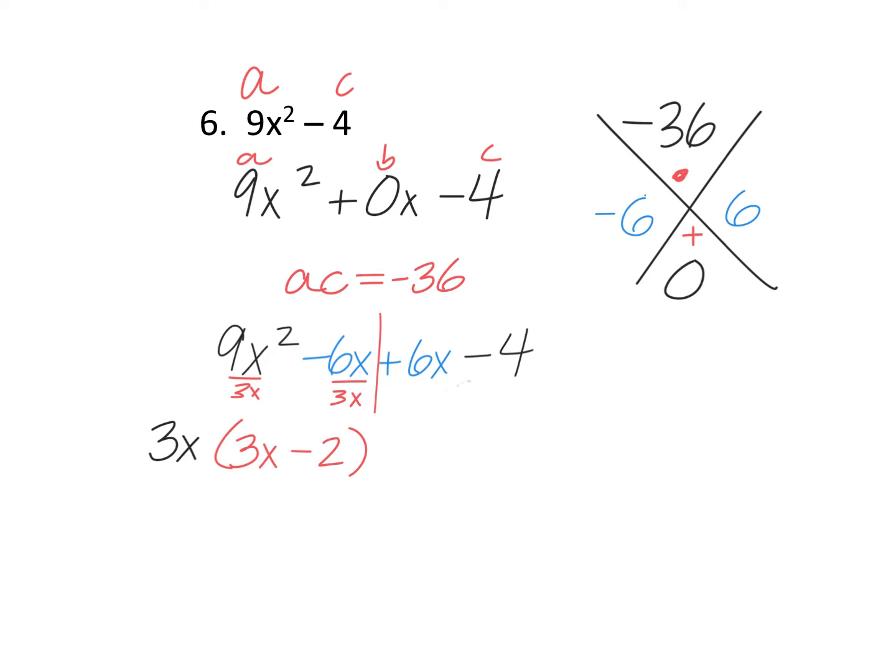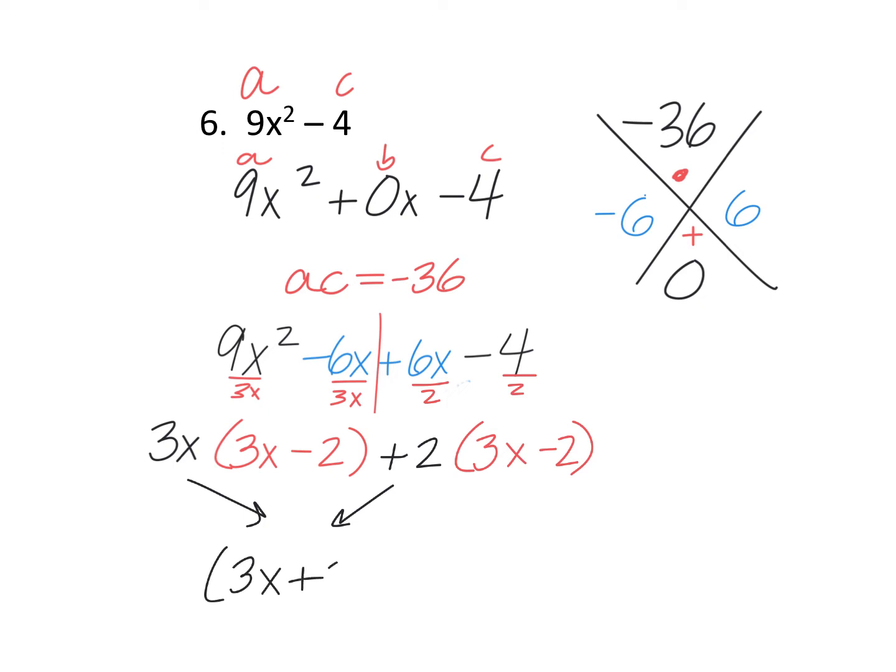Okay, and then your right side, what about 6 and 4? They divide by 2. You cannot take an x out of this side. That will pretty much always be the case. You'll be able to take a variable from the first half, but not the second. So if I divide by 2, then I would have 3x minus 2, and yay, they match, which means that we're on the right track. Put these GCFs together and get 3x plus 2. Your matching parentheses is 3x minus 2.